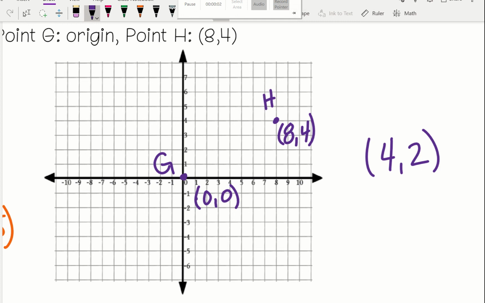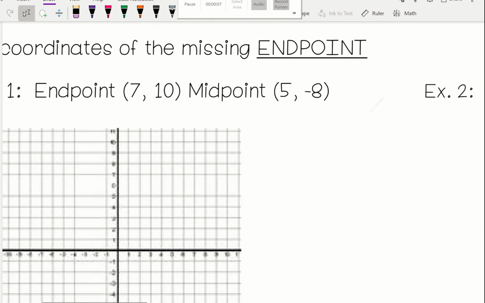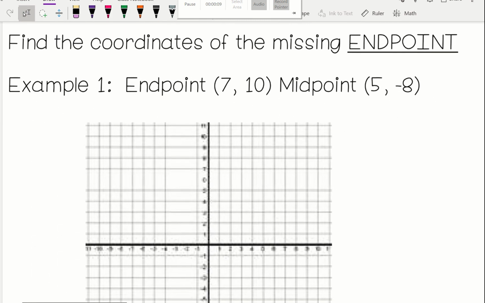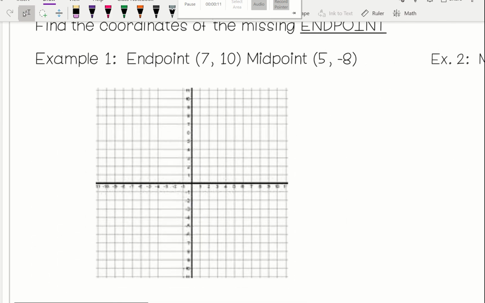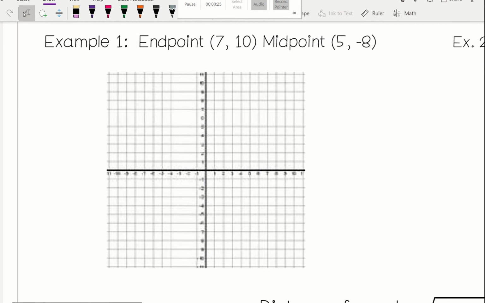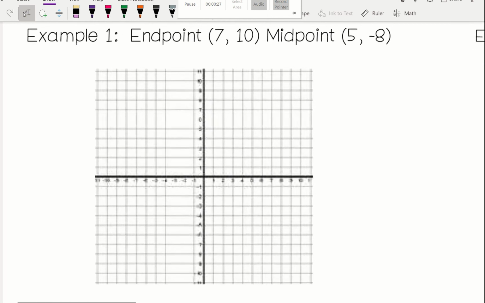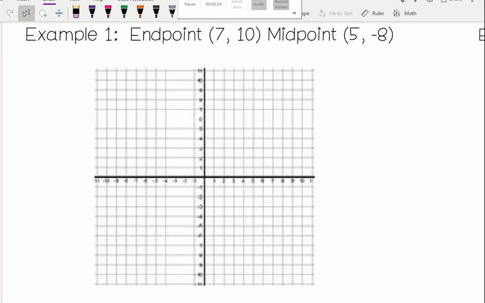Okay, y'all listen. Now we're going to move on to finding the coordinates of the missing endpoint. So that means they gave us one endpoint and the midpoint. We've got to find the other endpoint. There's a way to do it algebraically. There's a way to do it just looking at the graph and counting, using slope and counting. So I'm going to show you both ways, and then you can choose which way you prefer, and you can do that from now on.